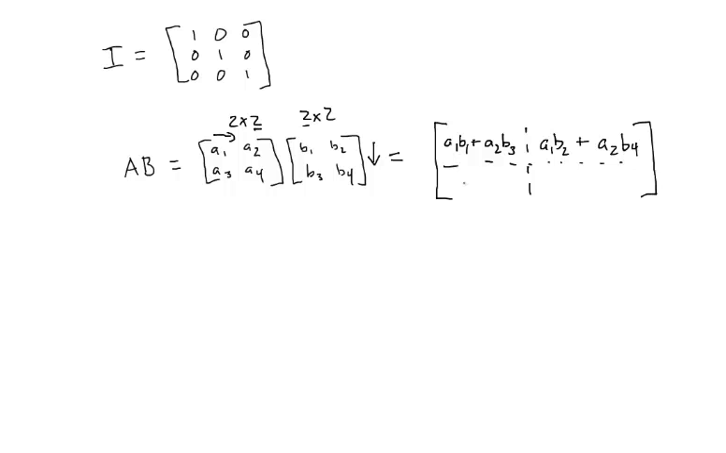And now to get row 2, column 1, we're going to go across row 2. So we're going to start with A3 and down column 1. So we're going to start with B1. So A3 times B1 plus A4 times B3. And then for row 2, column 2, we're going to start with A3 times B2 plus A4 times B4. So now that we've looked at it with some variables, let's take a look at some example problems.